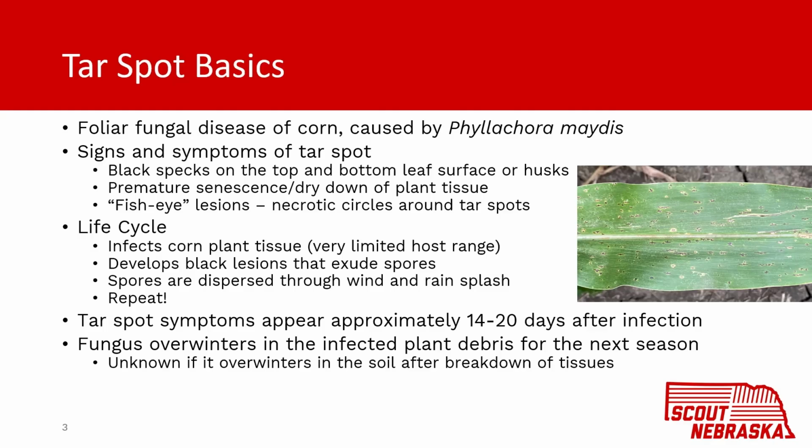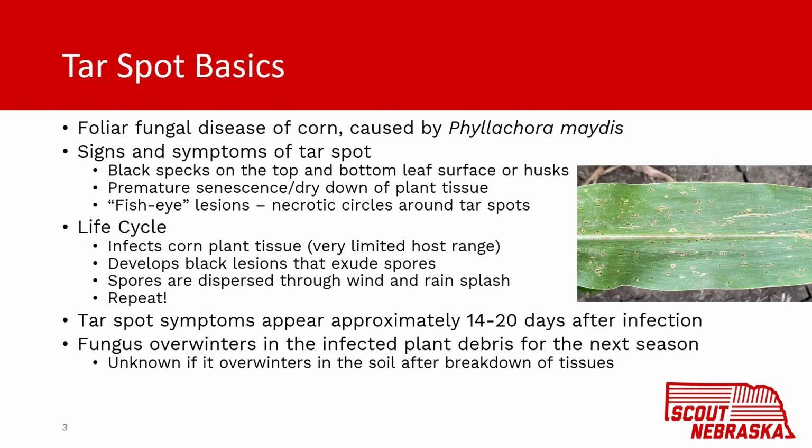This disease does start by infecting corn plant tissue. It doesn't infect a whole lot else. It is very limited to corn and corn only. So if you see black spots on other grasses, on maple trees, or those kinds of things, it's maybe a similar disease, but it's not caused by the same fungus.